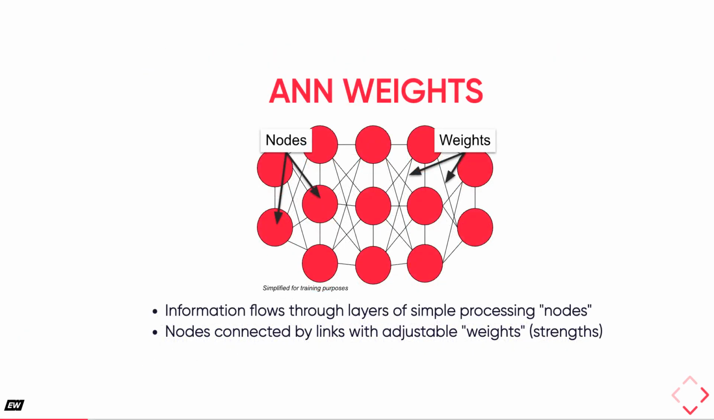In an artificial neural network, information flows through layers of processing units, which we call nodes. These nodes, represented by the circles in the diagram, are connected by links. The links are represented by the lines between the nodes. Each of these link connections has an adjustable weight, or strength. These weights are critical as they determine the influence one node has on another. During the LLM's training, these weights are systematically adjusted, which is how the network learns to perform its tasks.